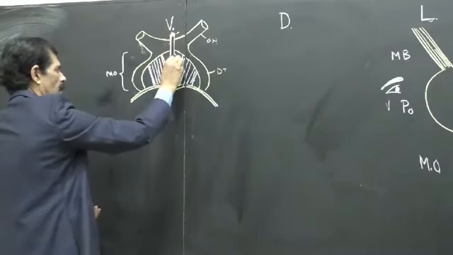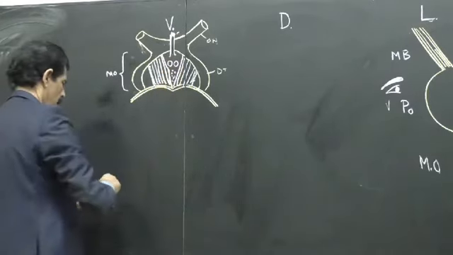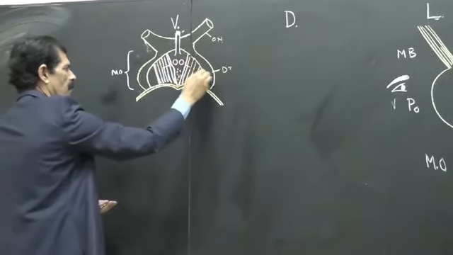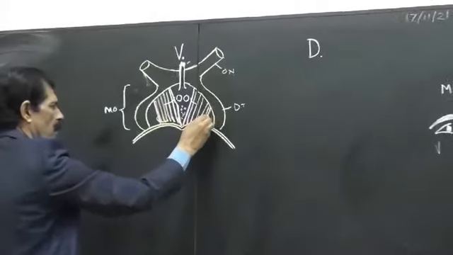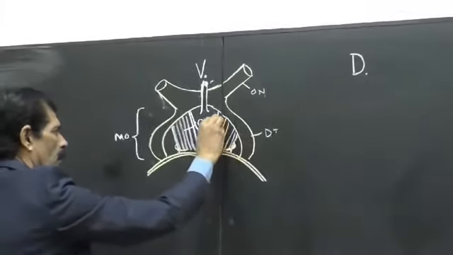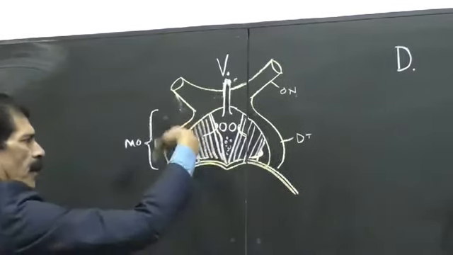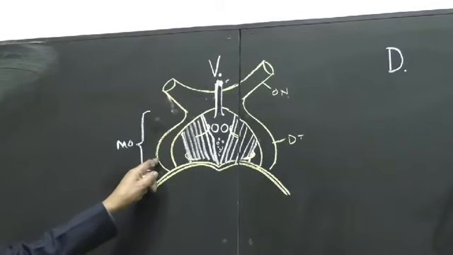There are two mammillary bodies. This is the posterior perforated substance. On the medial border, there is the emergence of the third nerve. On the lateral border is the fourth nerve, that is how you draw the trochlear nerve, and this is the oculomotor nerve. So this is the interpeduncular fossa. So this is the ventral view of the midbrain.